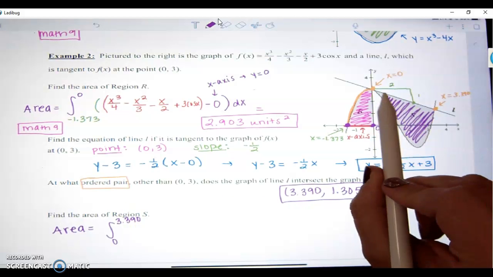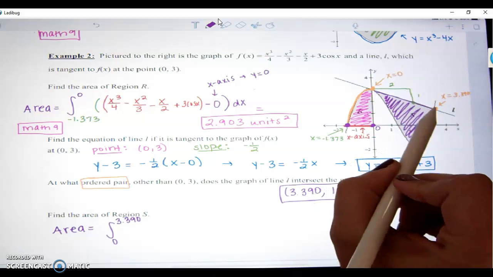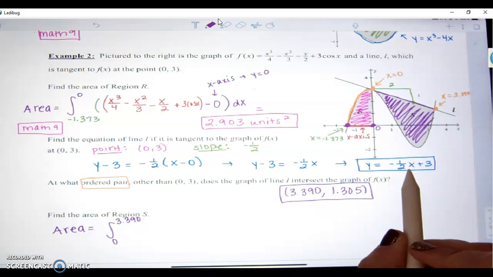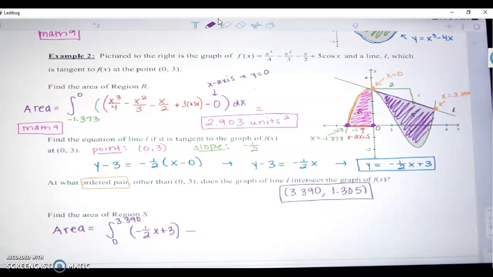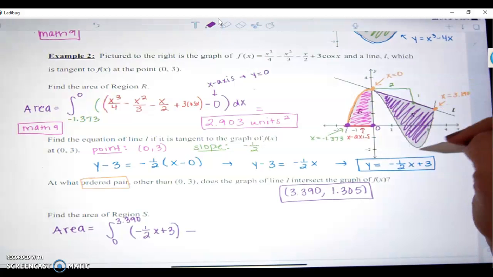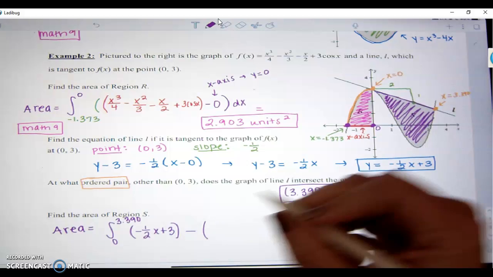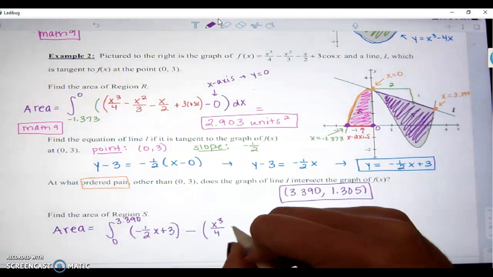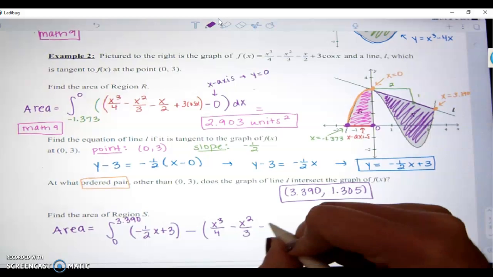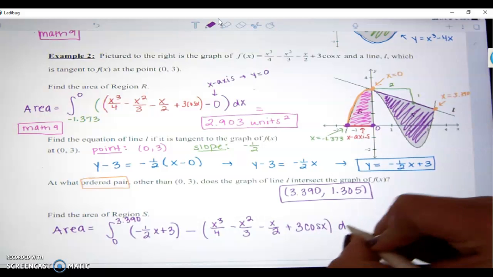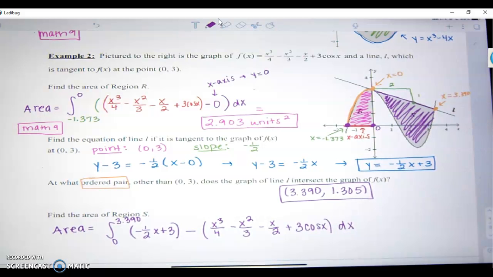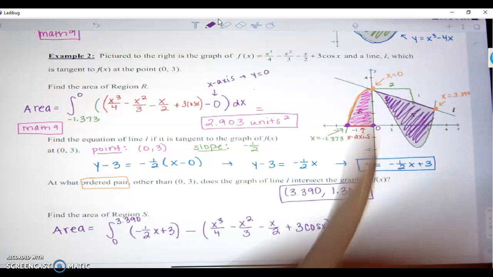Okay, the top part of this graph is the straight line. So we know the equation for the straight line is this -1/2 x plus 3. Minus, we always do subtraction, the bottom curve is the curve. So that's from our equation we have here, x cubed over 4 minus x squared over 3 minus x over 2 plus 3 cosine x, and then we always end it with dx. Okay, so we make sure we have top minus bottom. The straight line was on top minus the curve. Started at x value of 0, goes to 3.390. So we're going to use Math 9.